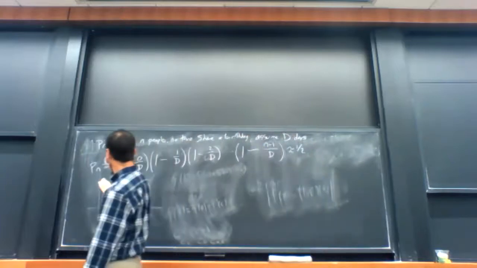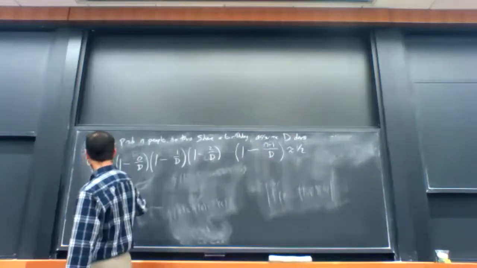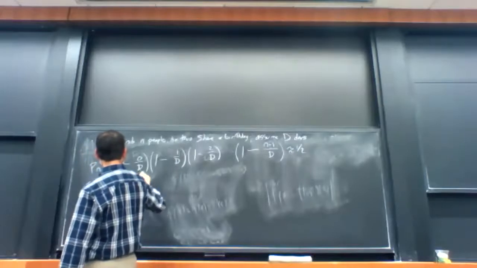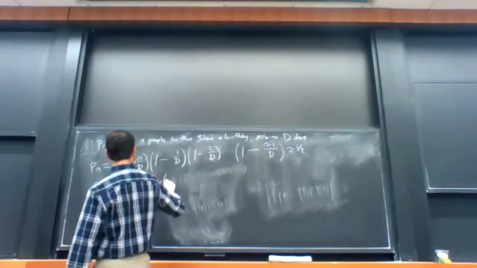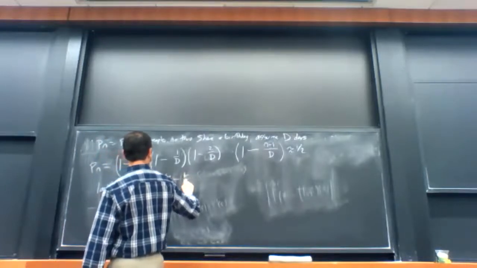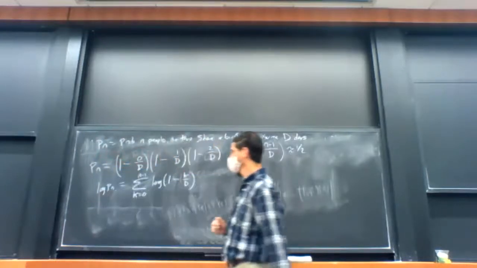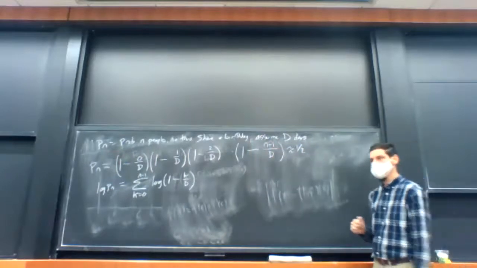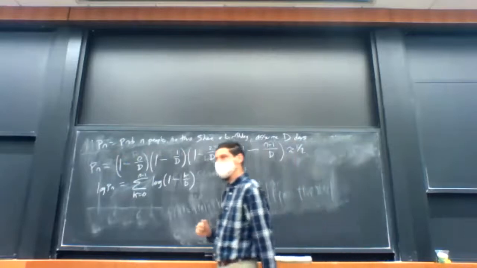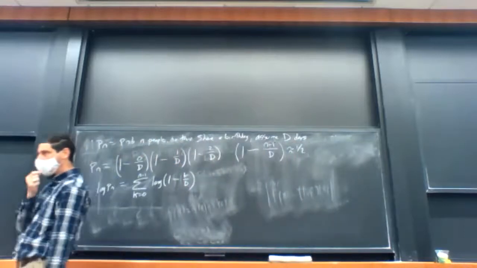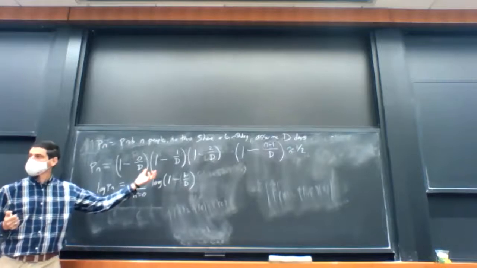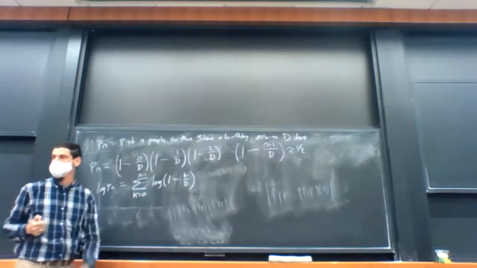So the log of Pn is going to be the sum, k goes from 0 to n minus 1, of the log of 1 minus k over d, because the log of a product is the sum of the logs. And now, all of a sudden, we have converted a problem that is terrifying.